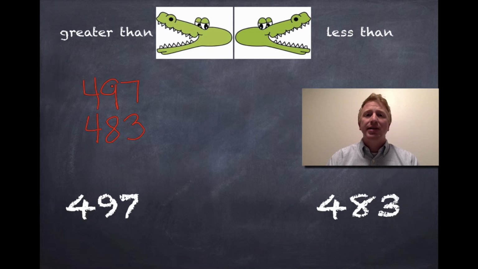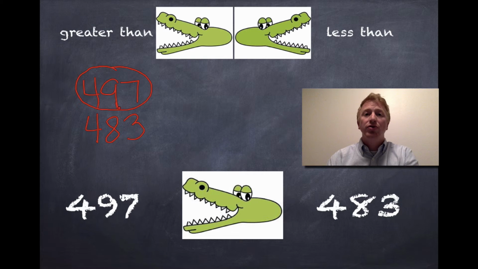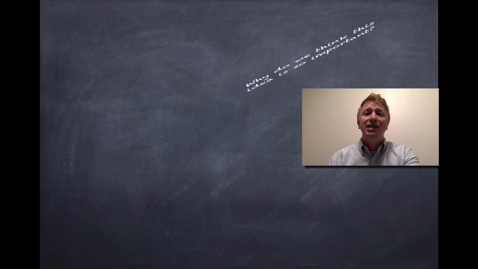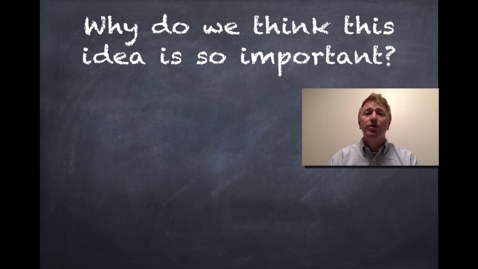Let's look at the tens place. We have a 9 and an 8. Well, that definitely tells me something. That 9 lets me know that 497 is greater than 483. So, the mouth of our hungry, hungry alligator should face 497. Let's read this one. 497 is greater than 483.